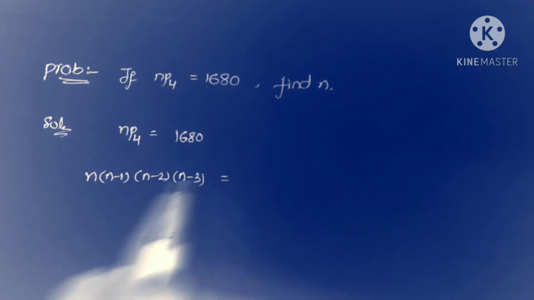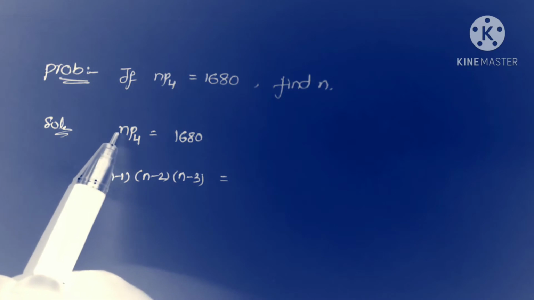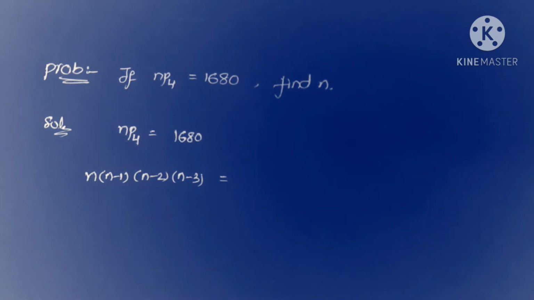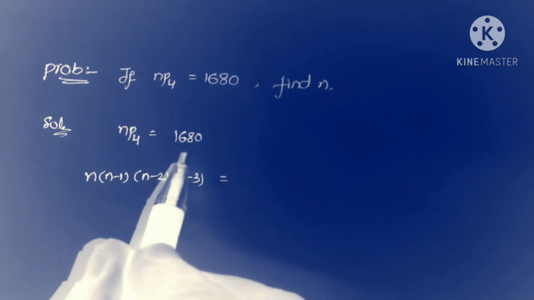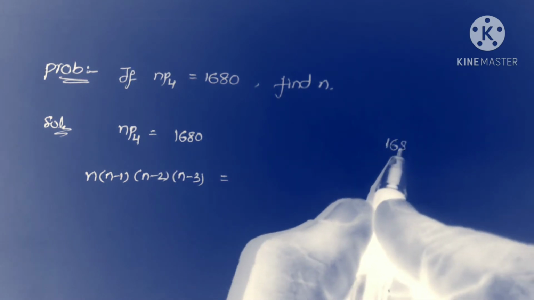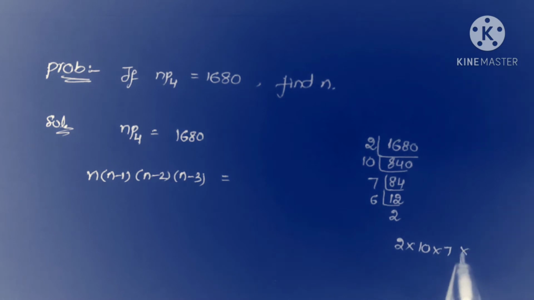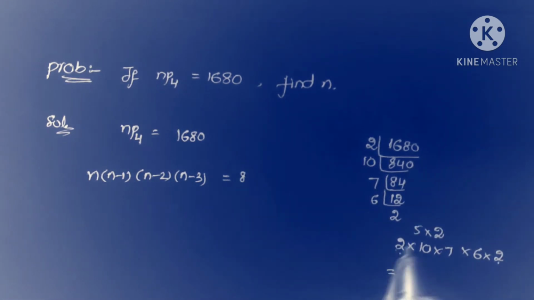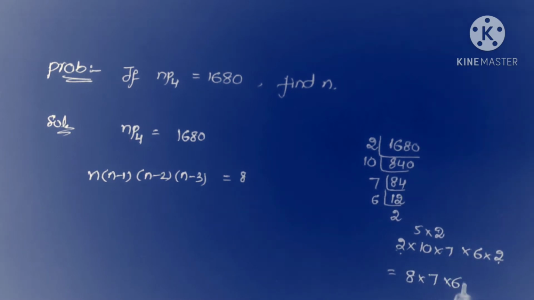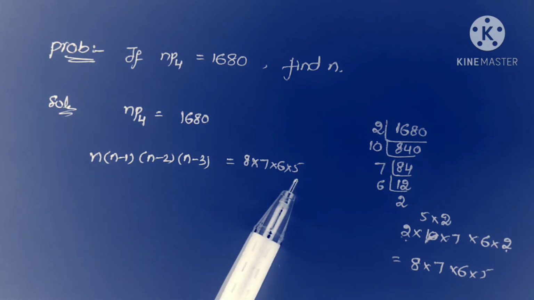Here we have 4, that is, we take 4 values by decreasing 1 by 1 from this number, that is n into n minus 1 into n minus 2 into n minus 3. Here also we want to form 4 consecutive numbers. That is, 1680 is 2 into 10 into 7 into 6, which is 2 2s are 4, 4 2s are 8, 8 into 7 into 6 into 5. So here we converted the given number as the product of 4 consecutive numbers.